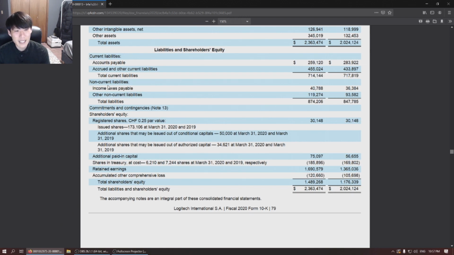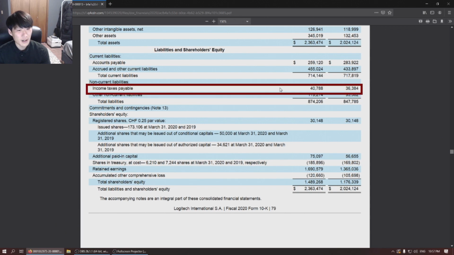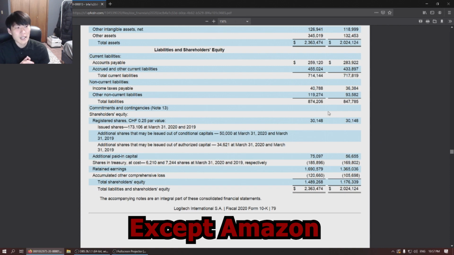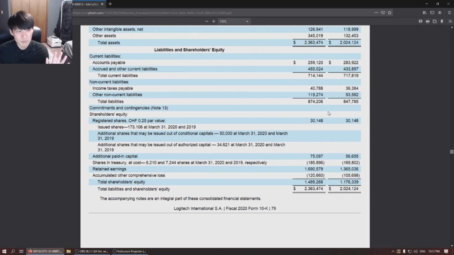So income taxes payable. These are income taxes that maybe you have to pay within the next year. Now, it's different with every country, because I know Logitech is based in, is it Sweden? I think it's Sweden. Every company has to pay income tax, and it's based on the continent, the city, the country, whatever place you live. So they owe $40 million in that. Other non-current liabilities sits at $119 million. I'm not exactly sure what the breakdown of this number is or what that entails. I haven't looked into that.